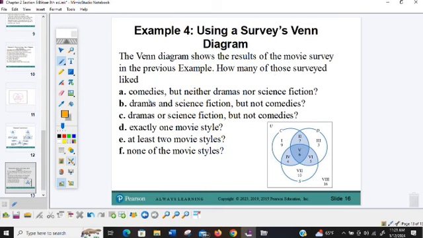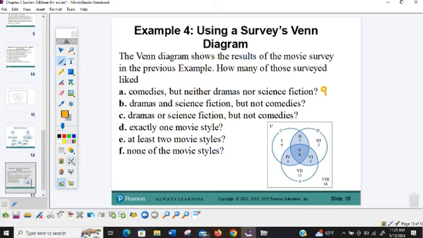Okay, so we want to know how many of those surveyed like comedies, but they didn't like dramas or science fiction. So they liked comedies, but no dramas, no science fiction. Okay, so they can't be in this circle, they can't be in that one. There were only 9 surveys that liked comedies, but not the other 2. Okay, let's look at the next one.